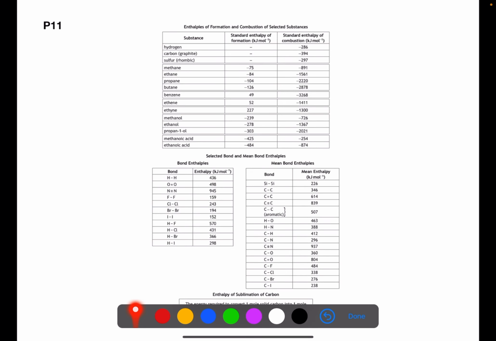On page 11, you have the enthalpy of formation and enthalpy of combustion of selected substances.